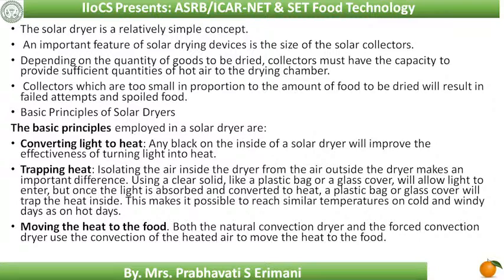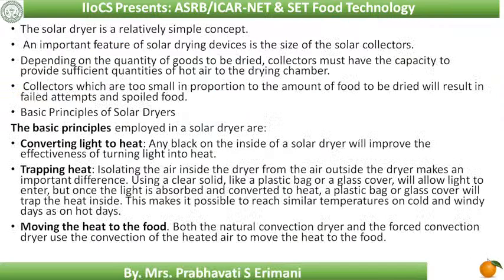Okay, so this is trapping heat and moving the heat to the food. Now both the natural convection dryer and the forced convection dryer use the convection of the heated air to move the heat to the food. When heat is moving to the food, then the food gets dried. So this is about solar drying.